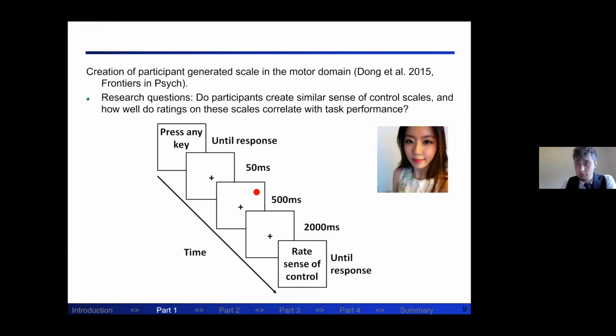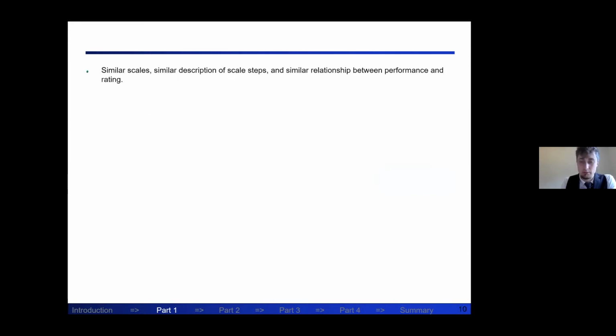At the end of each trial, they then rated their sense of control, and they had, I think it was something like 4 blocks of around 100 trials, and they're supposed to, during the experiment, create their own scale. It turned out that everybody had found the number of scale steps they wanted at the end of the first block, and then they simply either kept the scale as it was or modified the descriptions a little bit towards the end of the experiment.